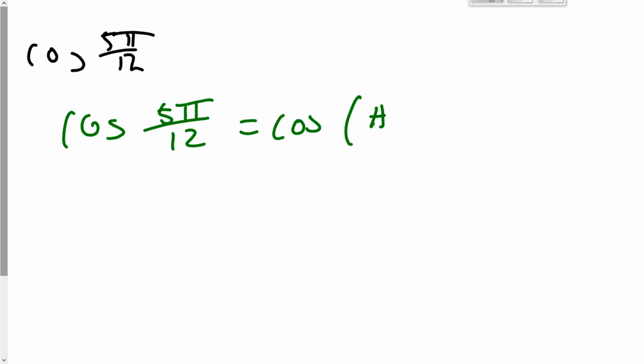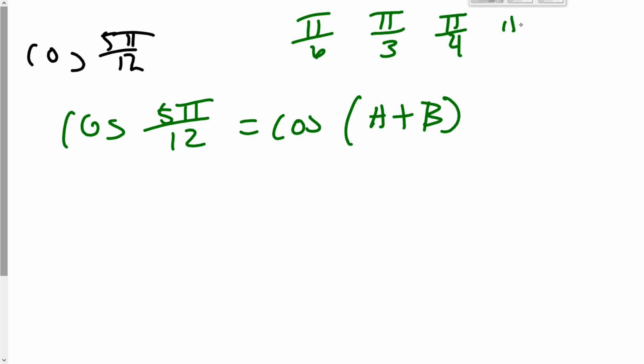Okay, another one. Here we're in radians, so we could try to rewrite cosine of 5 pi 12ths as cosine of some fraction plus another fraction. These two fractions would have to add up to 5 pi 12ths in a way that we know, because we know pi 6ths, pi thirds, pi fourths, pi halves, and we know 0. So we know 30, 60, 45, and 90. So we know those ones.